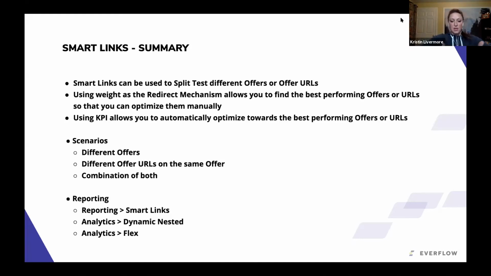Like maybe it's as simple as changing the color of a button. Does the red button perform better than the green button? Sure. These are all things that you should know. They're all things that you should test. And using a smart link from the get-go, giving your traffic source that smart link, you have full control on the back end to change the weights and priority and things like that.